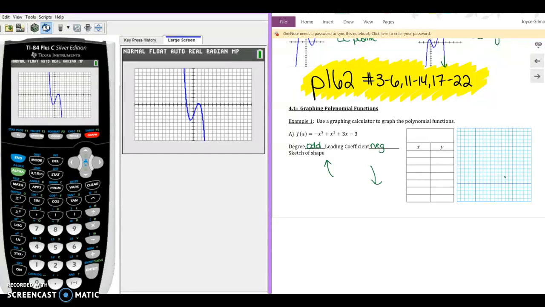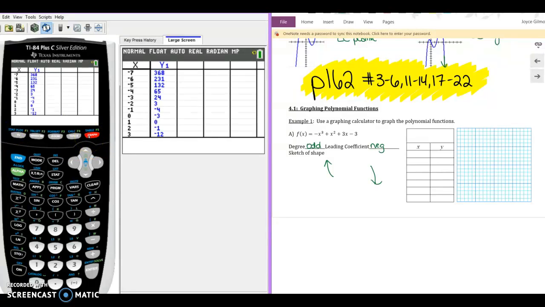Directly above the graph button, it says table. So push second and then your graph button to go into the table. Now yours might look a little bit different than mine. You might have different numbers in the X column. You can use the up arrow and the down arrow to move that around.